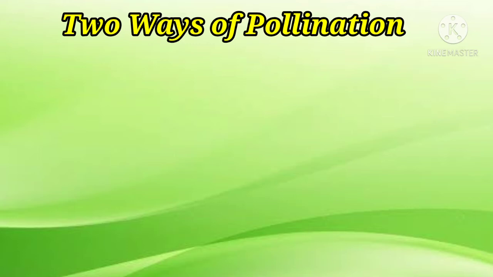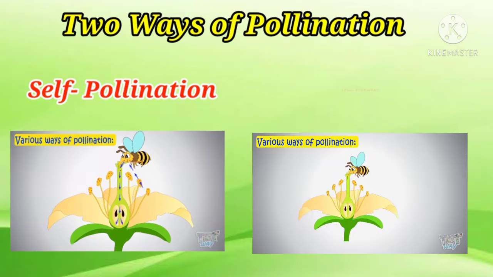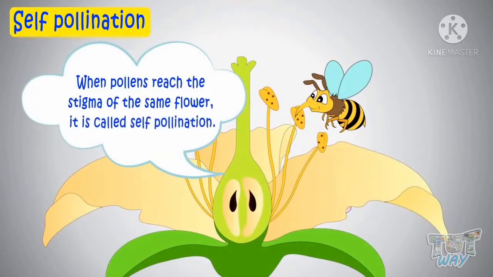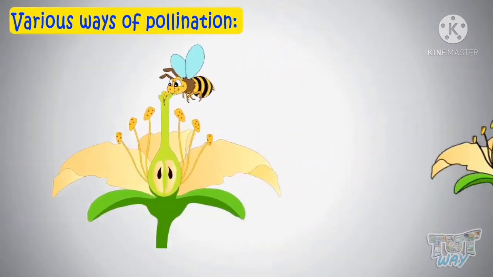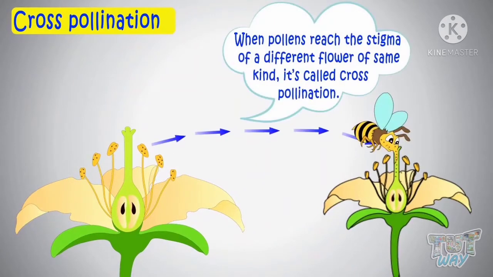There are 2 ways by which pollination happens: the self-pollination and the cross-pollination. When pollens reach to the stigma coming from the anther of the same flower, that is called self-pollination. And when pollens reach the stigma of another flower of the same kind or species, it is called cross-pollination.